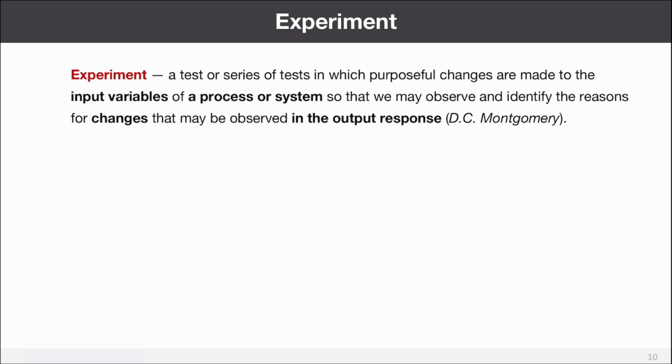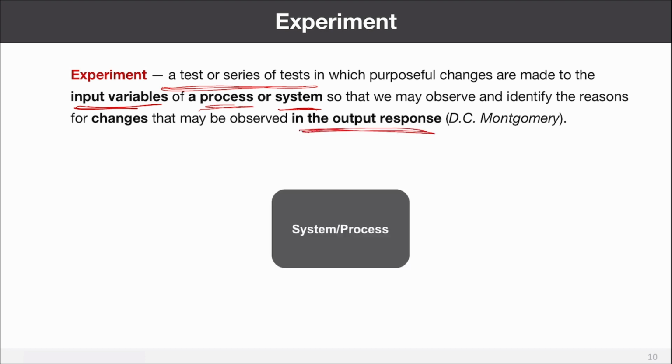You can think about this procedure, estimating effects, as a part of any experimental work. So every time you do an experiment, you in fact run a test or a series of tests. The aim of this test is to find out how input variables of a process or a system influence the output variable, right? So this is a general scheme.